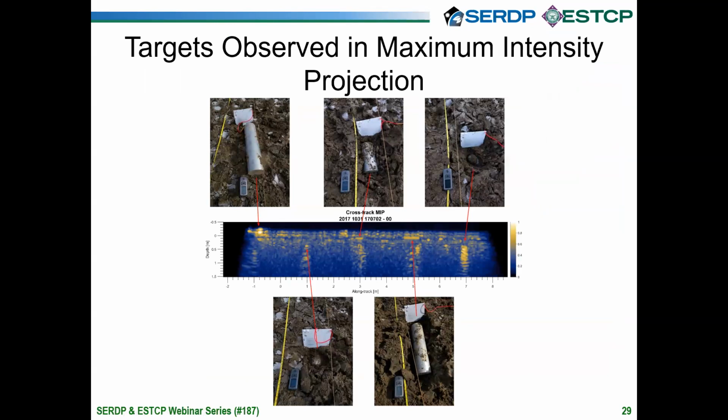But there's a challenge that we have in the way that we are looking at this data, right? Because we're using this maximum intensity projection, we're having to look through all of the sediment to find the target of interest. And so if there's anything in the sediment that is at a level louder than the target, it can obscure our ability to see the target.